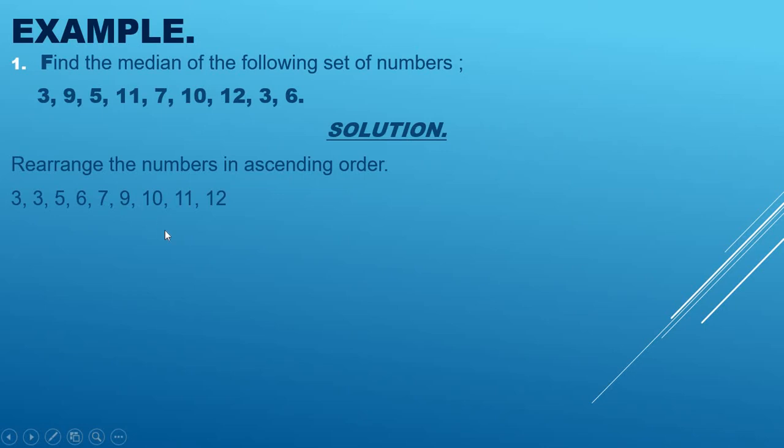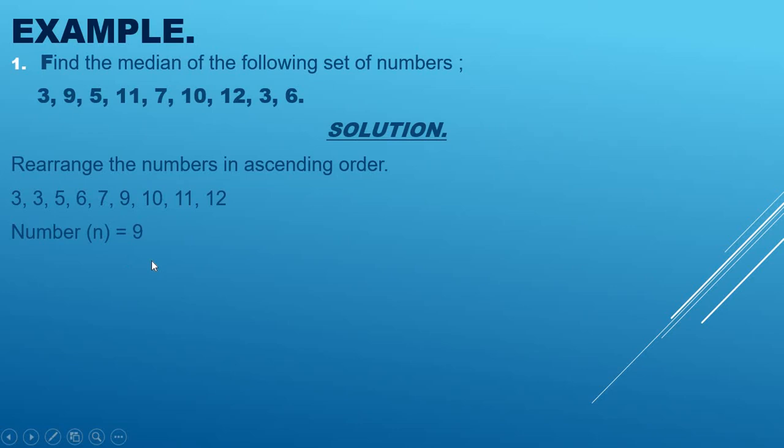Now the next thing that we'll be checking is to see if the set of numbers that have been given to us is even or odd. So simply we'll just count these numbers and determine if it is even or odd. So let's count together. 1, 2, 3, 4, 5, 6, 7, 8, 9. So the number of observations that we've been given is 9.